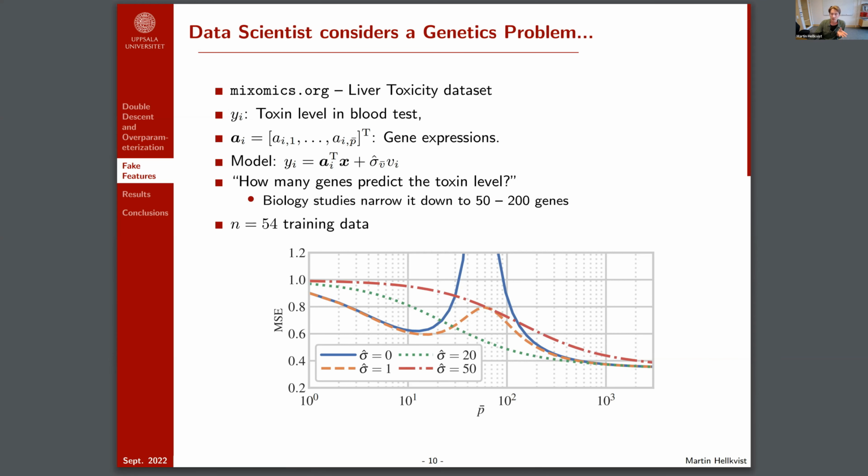Because if we choose so many genes, it seems like a lot of them should be excessive in terms of predicting the toxin level. We should be able to do it with only 50 or 200 genes. And these excessive genes can be interpreted as fake features, which we consider here. And I will explain later on why adding them can improve the estimate that we obtain. So now we will look at the problem formulation and later get into our findings and come back and revisit this experiment to see what's actually going on.